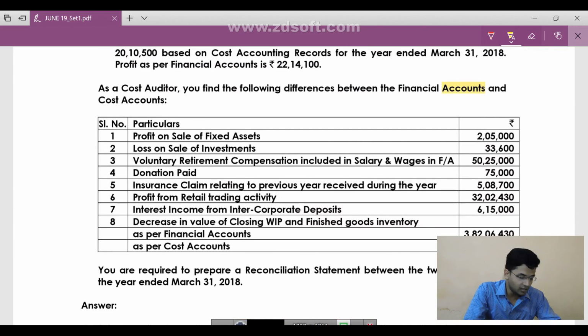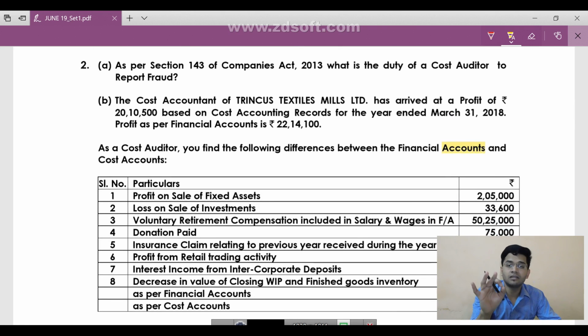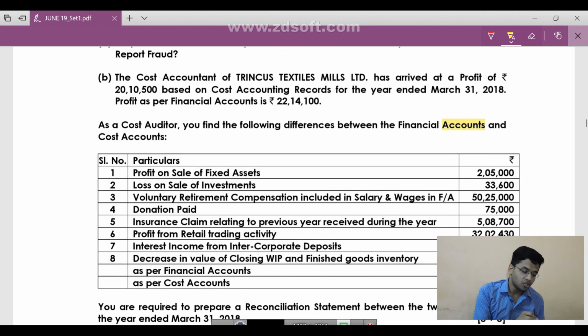Now comes a very important aspect of our paper, guys. This question is repeatedly asked in the examination. It is a question of reconciliation statement between financial and costing records. It is very important for all of you to understand this concept. So let's start. The cost accountant of Trimcus Textile Limited has arrived at a profit of 2,10,000 based on cost accounting records, for the year ended 31st March 2018, and as per the financial records, the profit is 22,14,000.